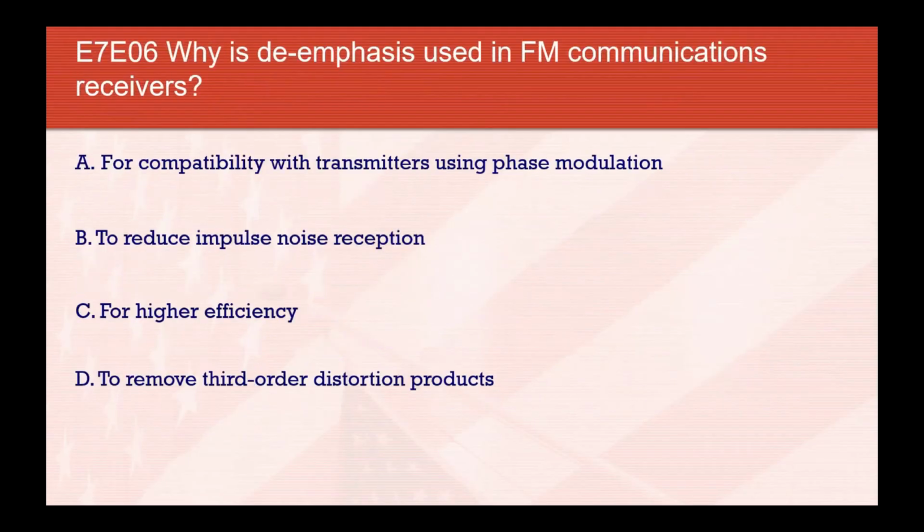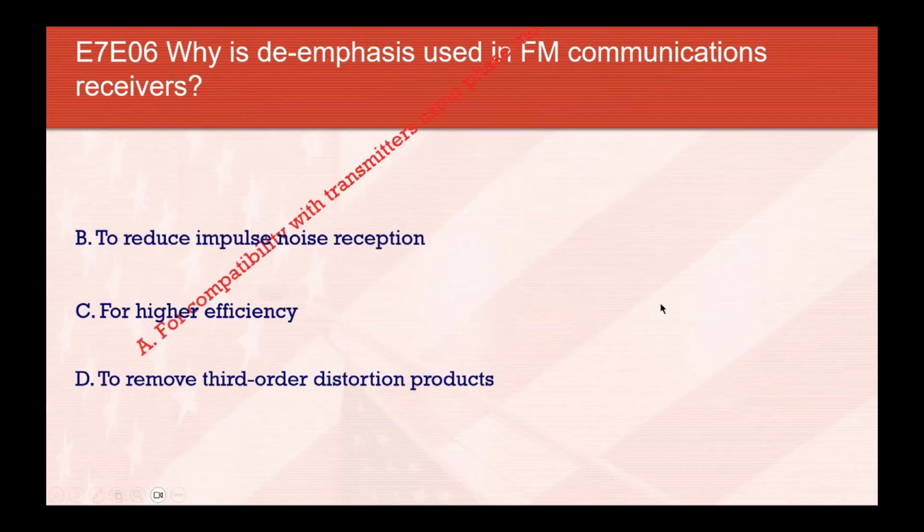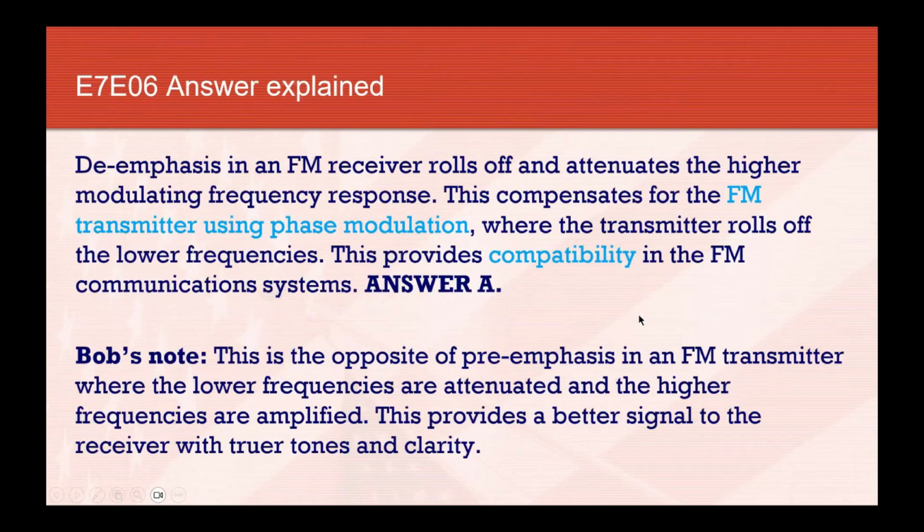De-emphasis in FM communications is used for compatibility with transmitters using phase modulation. Going deeper, it's used to restore the signal from its pre-emphasis treatment that it had at the transmitter. It restores the bass and decreases the treble. But the answer they're looking for is compatibility with phase modulation.